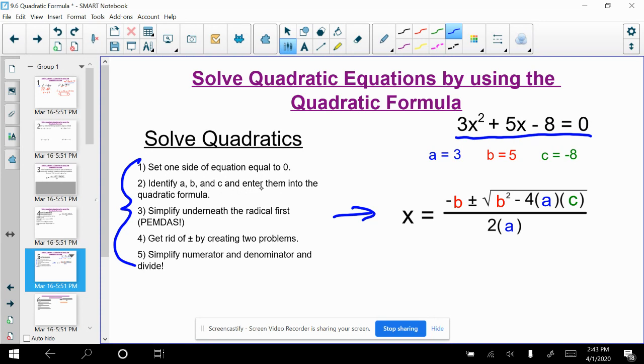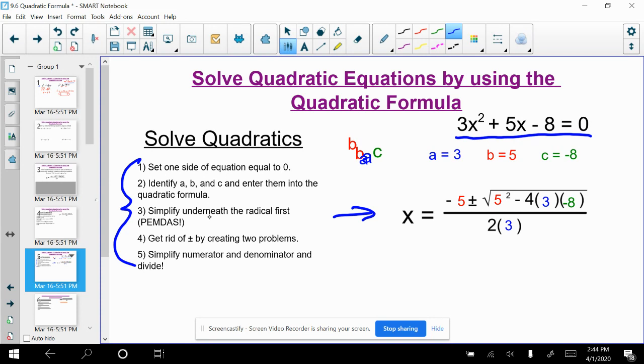The rest of step 2 says to enter them into the quadratic formula. So here's the quadratic formula. Everywhere there's a b is going to need to be the number 5. Everywhere there's an a is going to need to be the number 3. And then our lone c will be the number negative 8. And so this equation right here is going to give us our two solutions once we simplify it. And the rest of the steps are going to be helping you guys simplify this correctly.